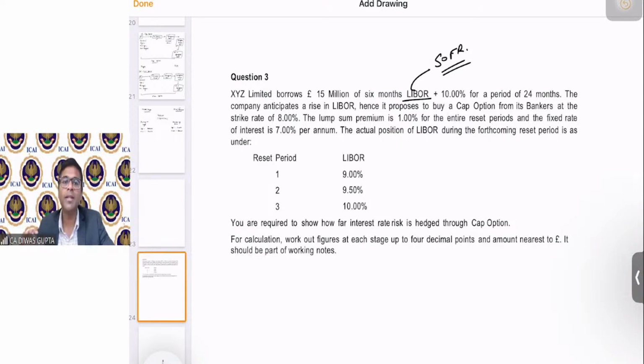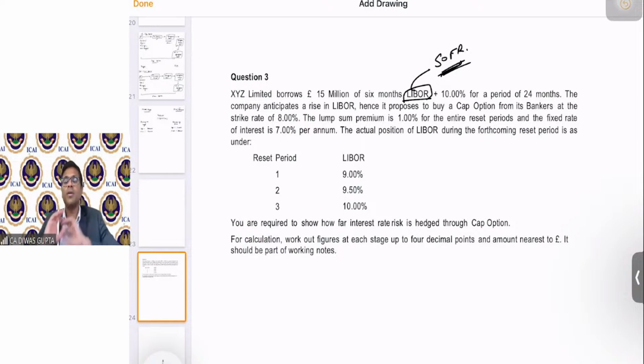In question number three, what we started our discussion is that XYZ Limited borrows bonds 15 million for 6 months LIBOR plus 10%. So what I was explaining, students, is that this 15 million bonds LIBOR as a matrix is now replaced by SOFR, which is secured overnight financing rate. And this is just an index rate.